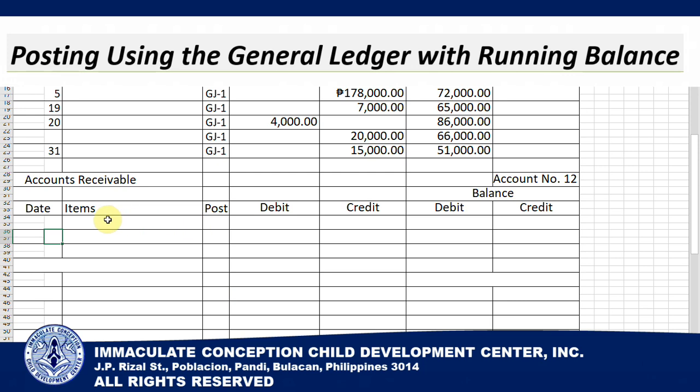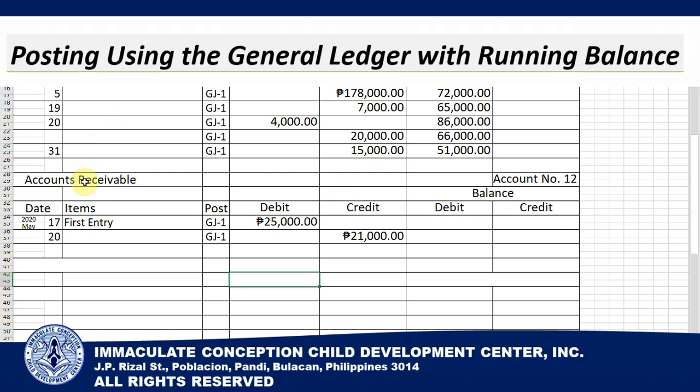The first date for accounts receivable is May 17, 2020. So that is our first entry. Again, our post reference for our first entry is General Journal, page 1. Our first amount is under debit side, that is 25,000 pesos. And next we have May 20, General Journal, page 1, 21,000 pesos under credit side.